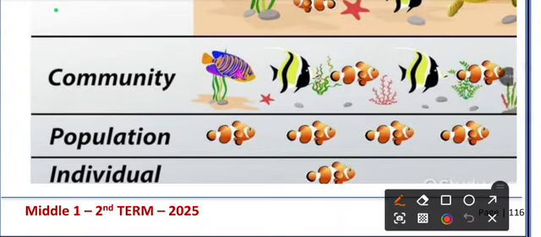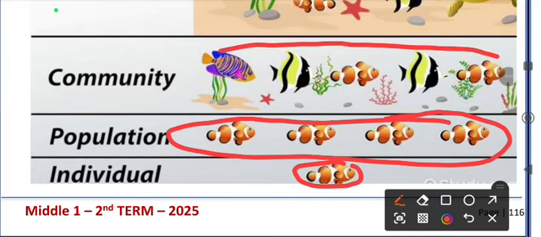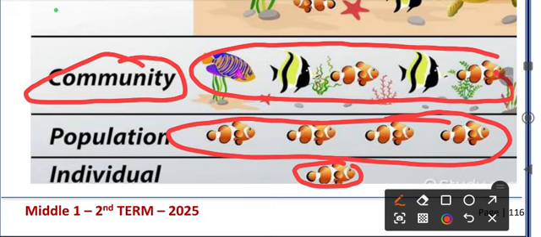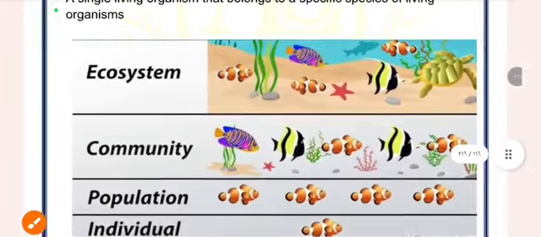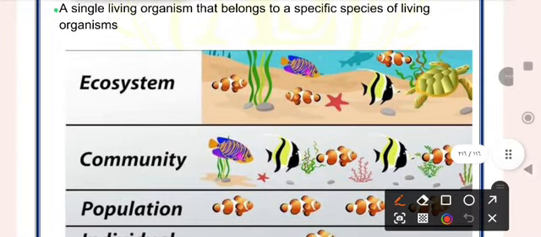Like this. This is a fish. Many fish means biotic population. So fish, many types of fish, is called a community. Biological community. And biological community with non-living components means ecosystem. Okay?